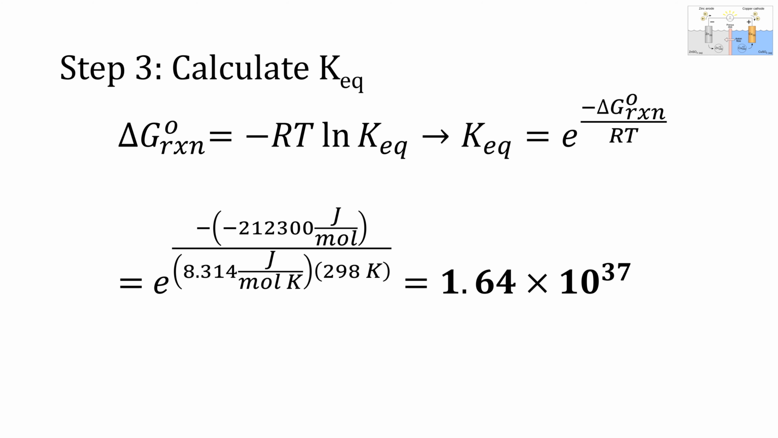Notice that we're using the R value, that's 8.314 joules per mole Kelvin. When we're using this R value, we have to make sure that our Gibbs free energy is in units of joules per mole, not kilojoules per mole. And we also have to make sure that our temperature, 25 degrees C, is in units of Kelvin, 298 K. So then we find that our Keq is equal to 1.64 times 10 to the 37, which is a very product-favored reaction, and that correlates well with our very negative delta G, and also correlates well with our high E°cell value.